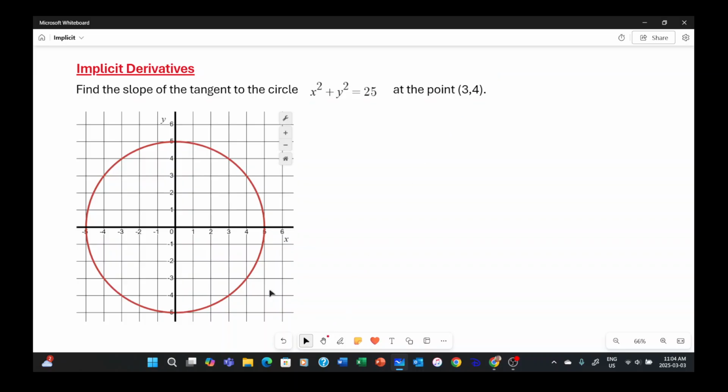The first thing to notice is the circle is not a function. So if you thought that you could do calculus with only functions, you were wrong, because it's so powerful you can do calculus on things that are not even functions. As you can see, it fails the vertical line test. Anyway, at the point 3, 4, we want to draw a tangent here, and we want to find the slope of that tangent. So let's go ahead and do that.